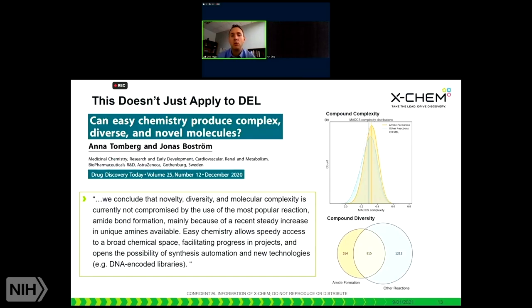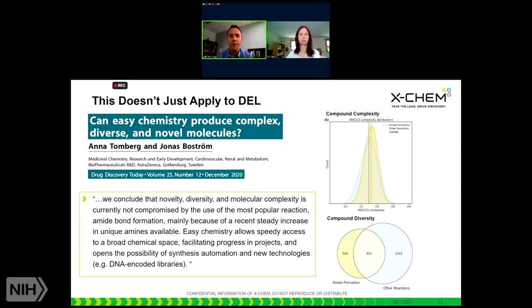And basically what they concluded was, it's not the chemistry of connecting these building blocks that's driving complexity and diversity. It's the building blocks themselves. On the right-hand side of the slide, I show a few graphs from their article, the top showing the complexity.